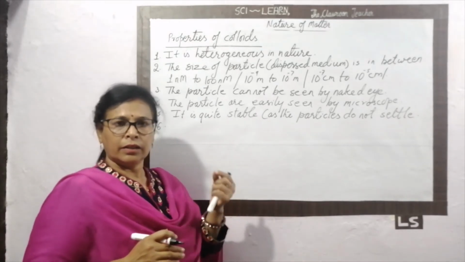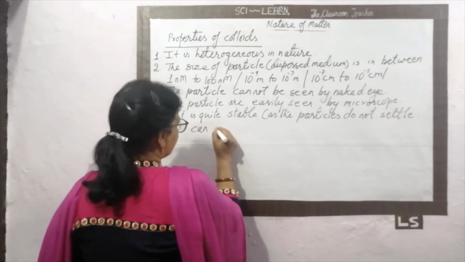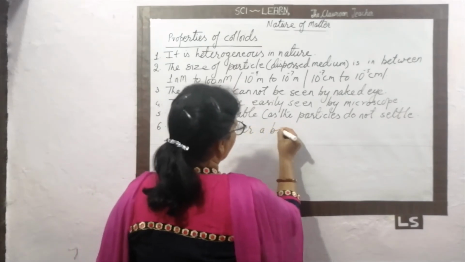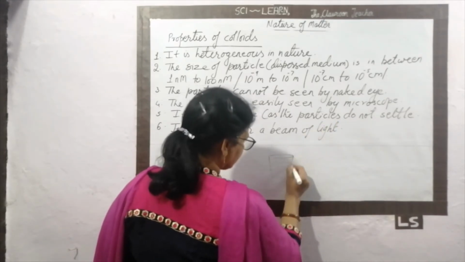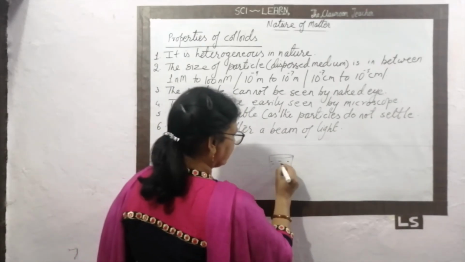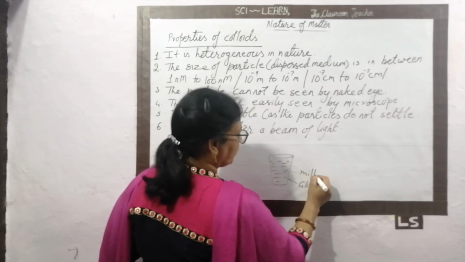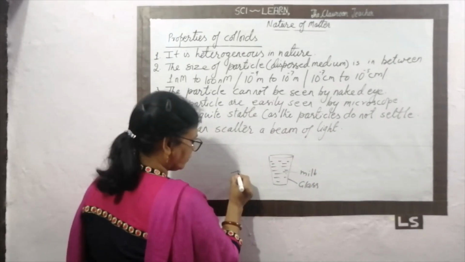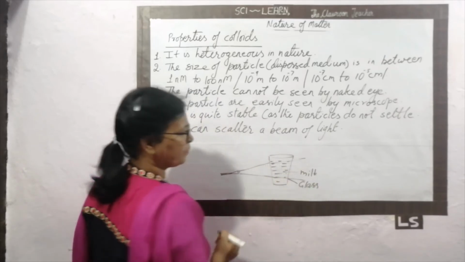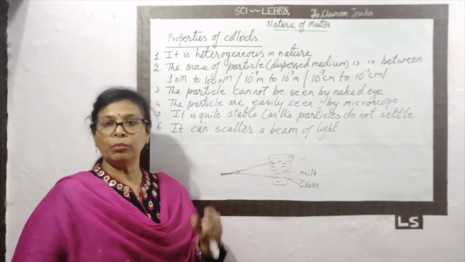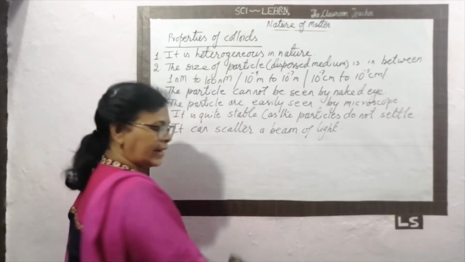Now, what is next? The colloidal solution can scatter a beam of light. A simple process is there. Take a glass of milk. This is not a steel glass; this is a glass of glass. You keep the milk here. Take a torch, suppose this is a pencil torch. Now focus the light here. This light travels like this. It means they are able to scatter the beam of light passing through it. It very easily scatters the beam of light.